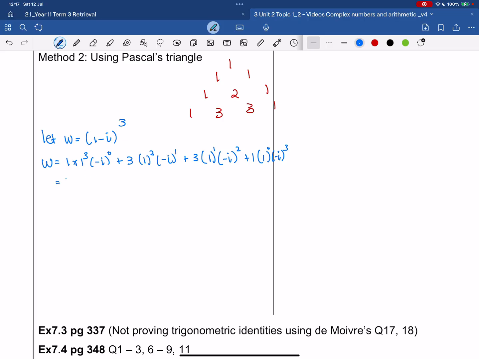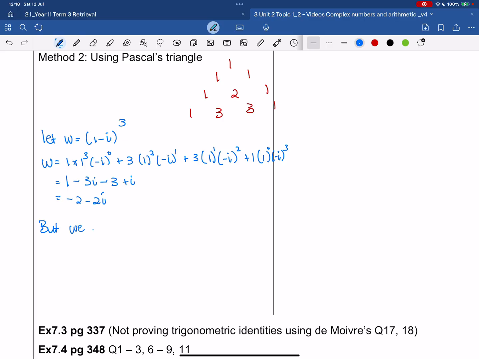and that's going to give me 1 minus 3i and then negative i squared becomes i squared, which is negative 1. So that becomes negative 3. And then negative i cubed becomes negative i times negative i, which is i squared, which is negative 1 times negative i, which is positive i. So positive i. And so w becomes negative 2 minus 2i.